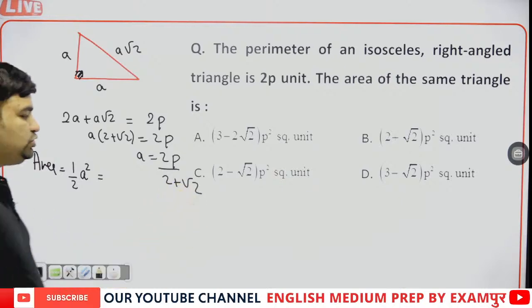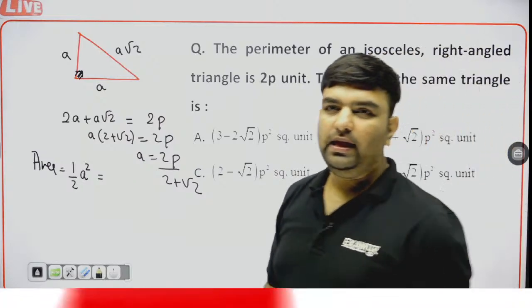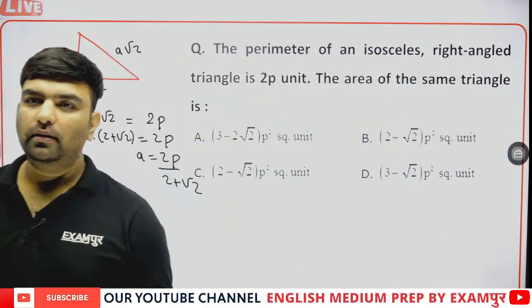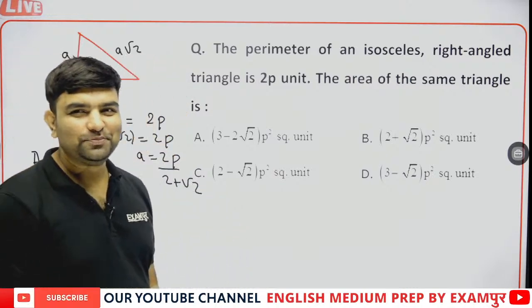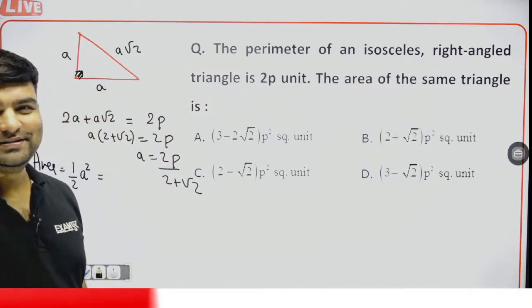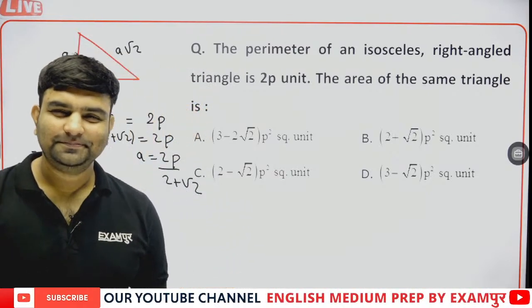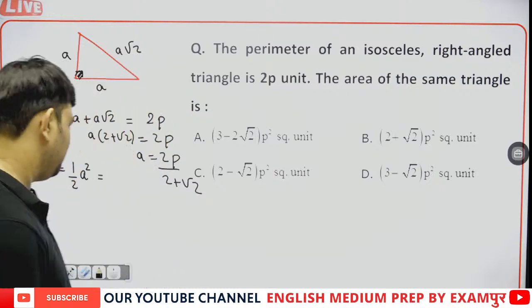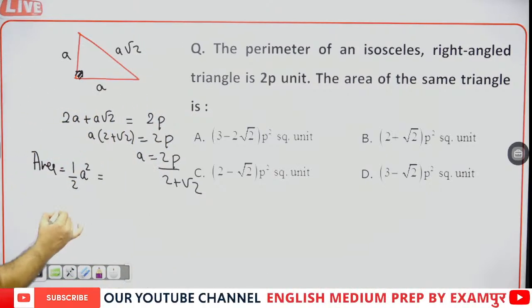So a is 2p upon 2 plus root 2. Nothing is hard for you, Mr. Putin. We know it. Nothing is impossible for you. You are the goat.